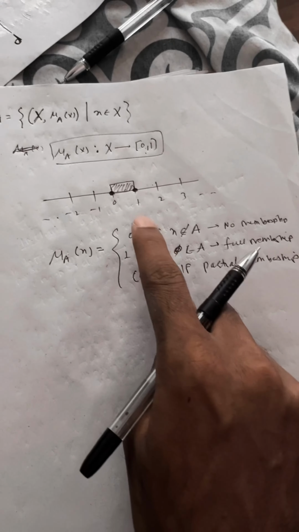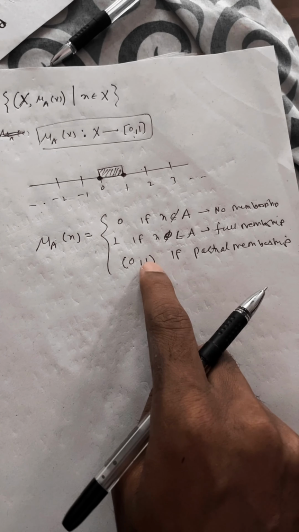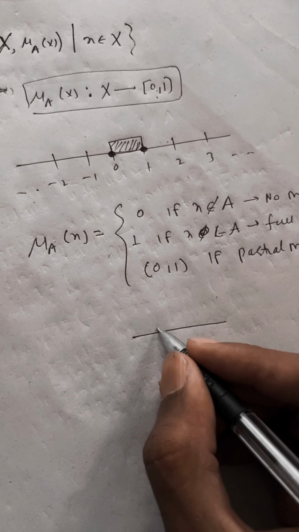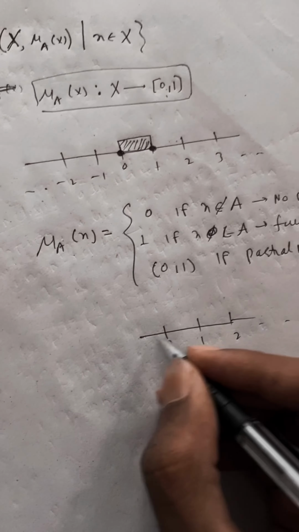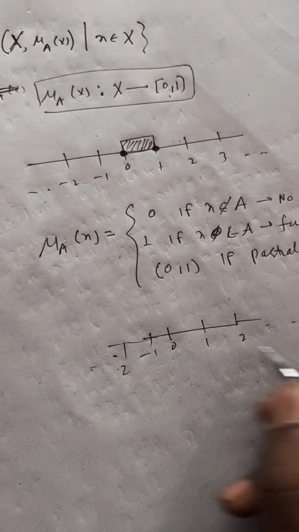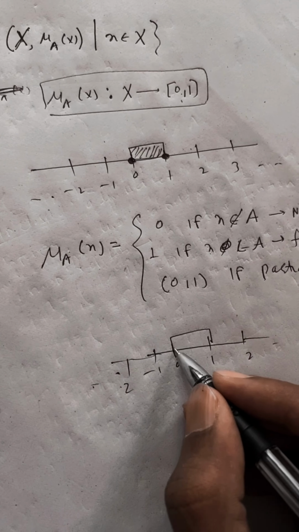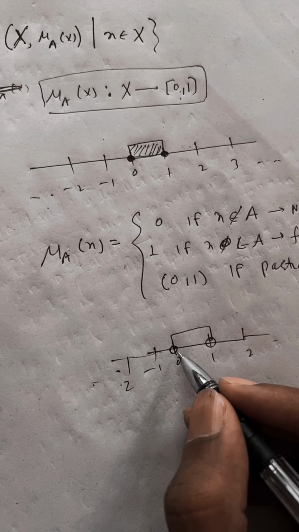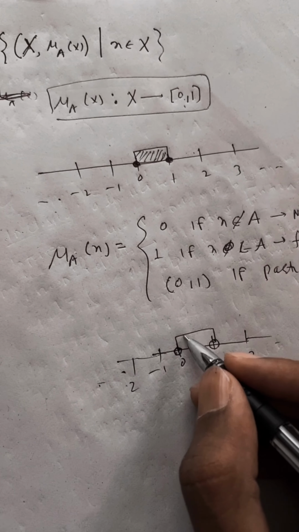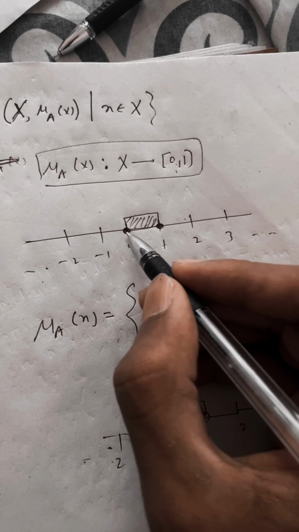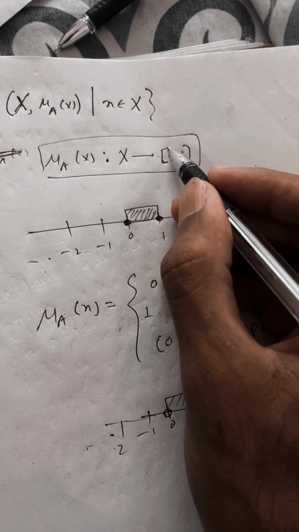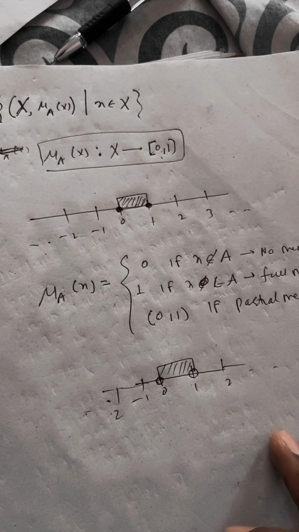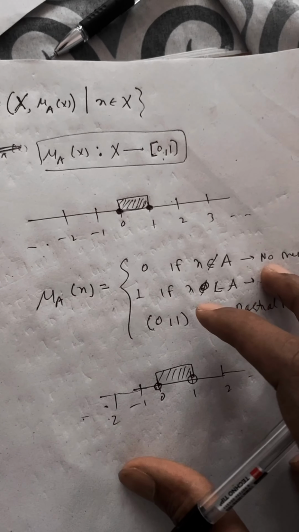(0, 1) means all the values between 0 and 1 except 0 and 1, because we have already taken 0 and 1 here. This is an open interval. It looks like this: 0, 1, 2, and so on. Here is -1, -2, and so on. So in between 0 and 1, but we are not going to paint these. This open circle means we are not going to take 0 and 1 into this, only the values in between. But here we have to take 0 and 1 too, because this is a closed interval. This symbol is a closed interval, right? So this is how a fuzzy set is defined, right?